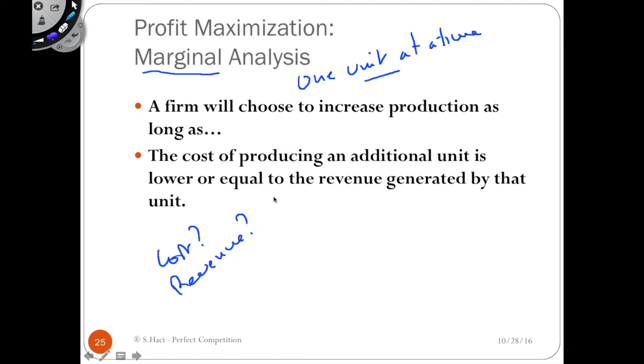And so we will keep producing as long as the cost of producing that additional unit is lower than or equal to the revenue that this unit will bring to the company. And this is what we call marginal cost and marginal revenue. The marginal cost is the cost of that one additional unit, and the marginal revenue is the revenue that that one unit will bring.